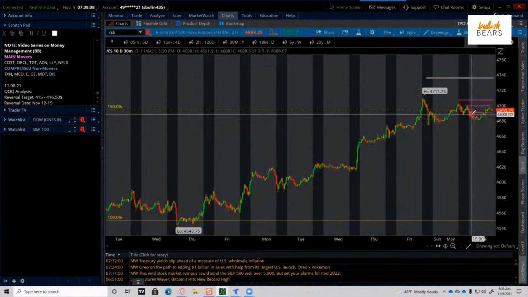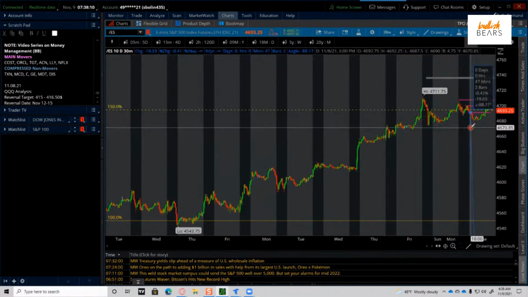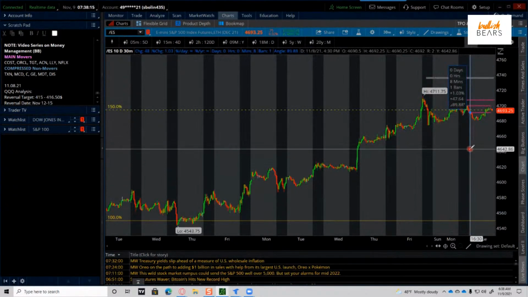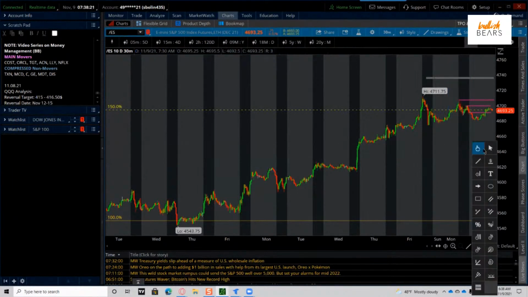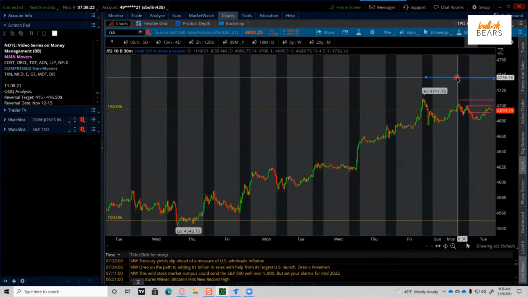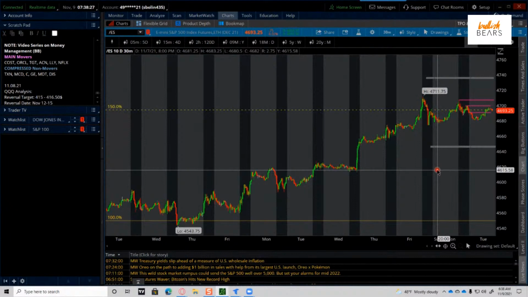And a 1% move to the downside would put us right around 44.42. So that's our high and low for the day.